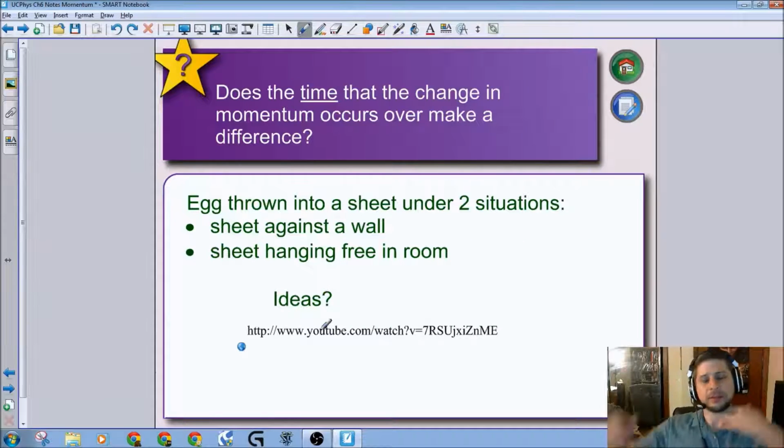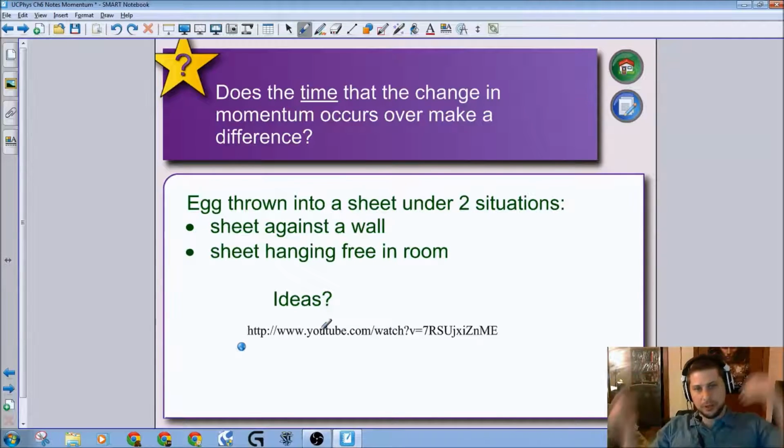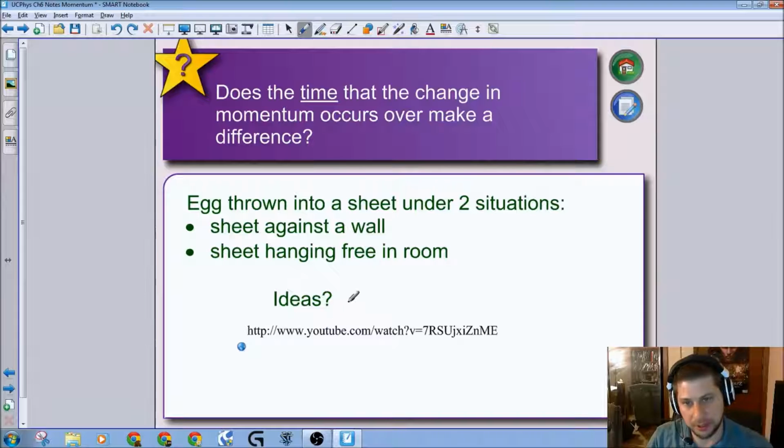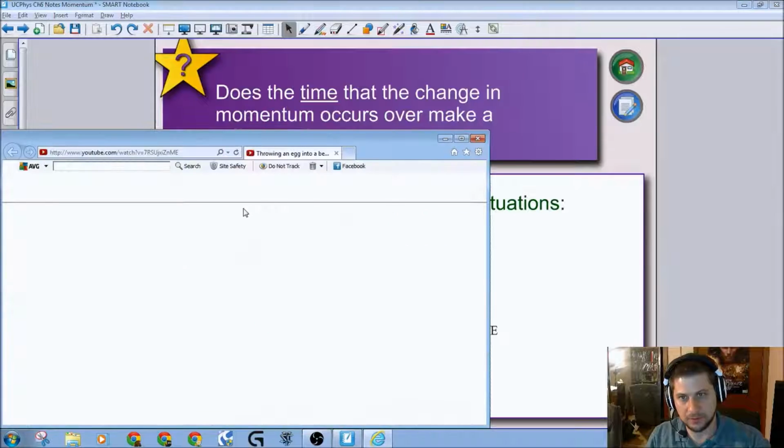Most of the classes have seen the video of the egg going into the wall and into the bed sheet. Hopefully we had a chance to actually try that out, depending on how supplies worked out. So let's take a minute and just discuss why this happens. If you did not, I'll quickly show this clip. If you did, you can fast forward.